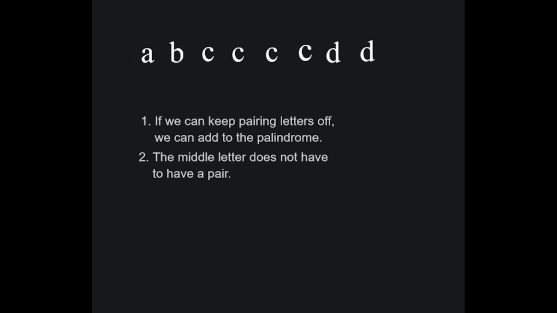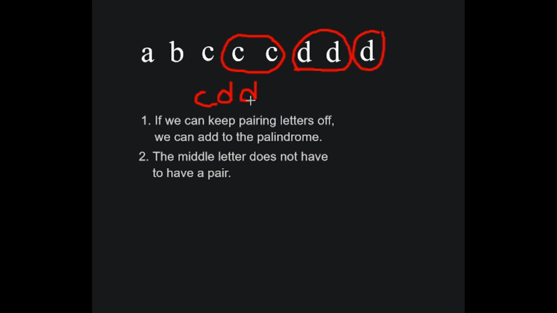Let's try an example with an odd number of characters. We switch this C to a D, so we have 3 C's and 3 D's. We apply the same strategy as before. We pair each letter off until we're just left with singletons. Here, A, B, C, and D all have singletons. And we can pick any one of them, let's say D, giving us the palindrome C, D, D, D, C.